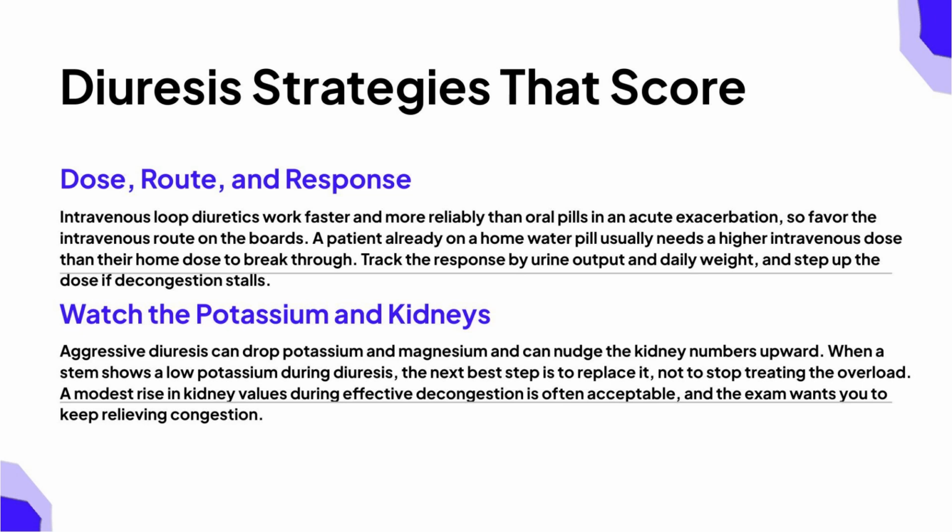When a stem shows a low potassium during diuresis, the next best step is to replace it, not to stop treating the overload. And remember that a modest rise in the kidney values during effective decongestion is often acceptable, and the exam usually wants you to keep relieving the congestion rather than abandon it.